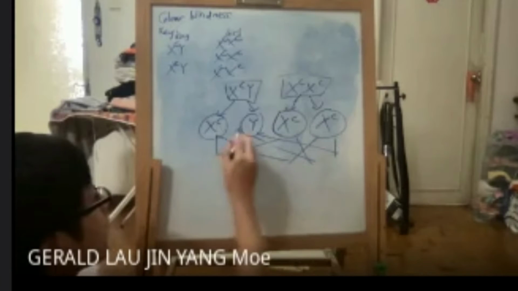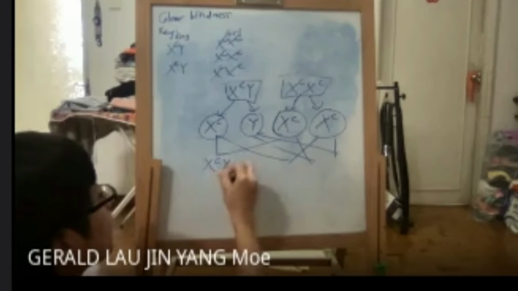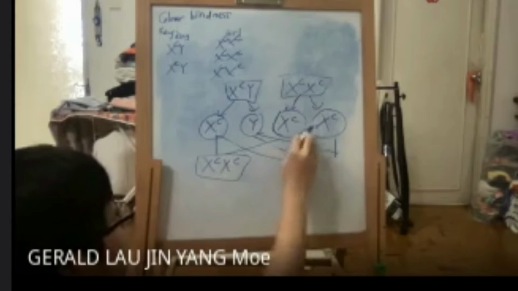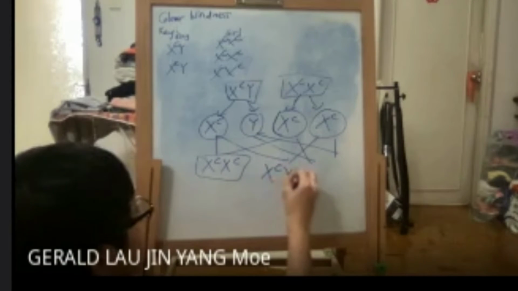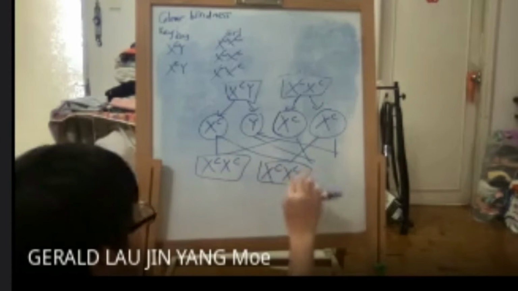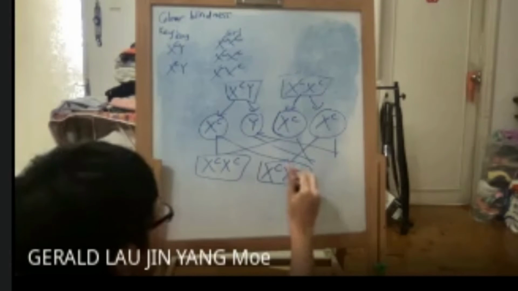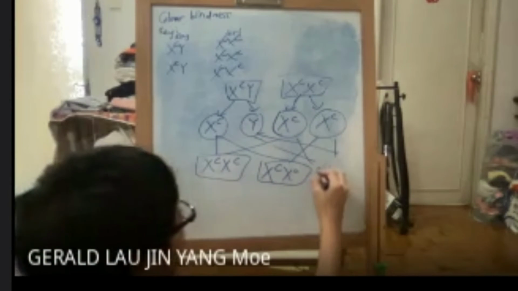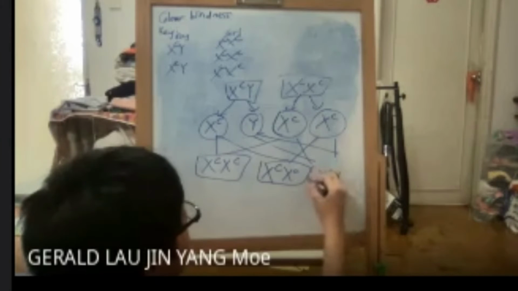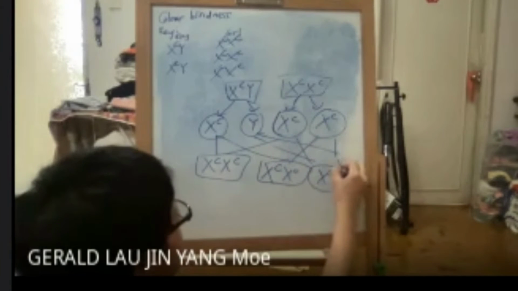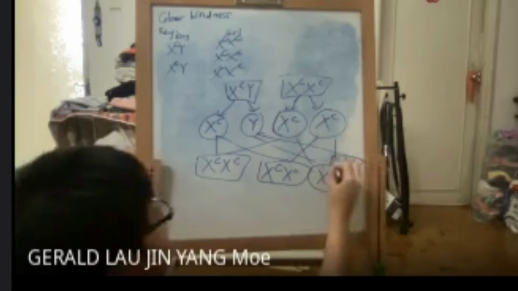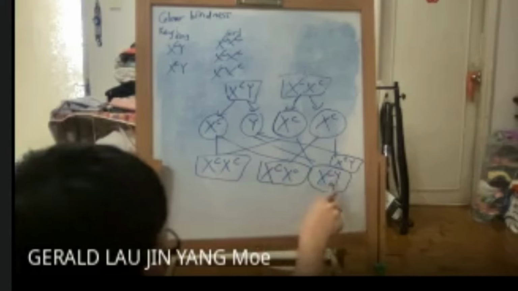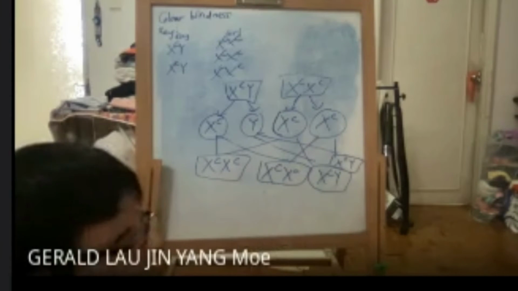Okay, X C both capital. This is a normal girl. This one with this is a carrier girl. Carrier girl. This one and this is a normal boy. This one and this is a boy who has color blindness. Do you understand? You see, boys and girls is always 50% boy, 50% girl.